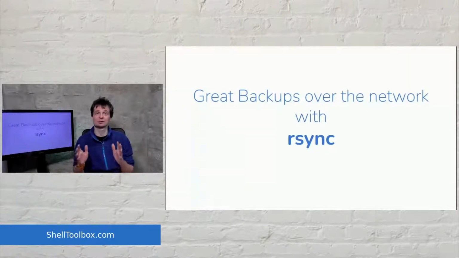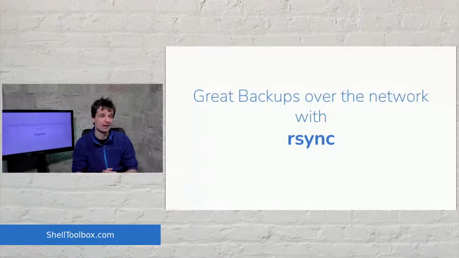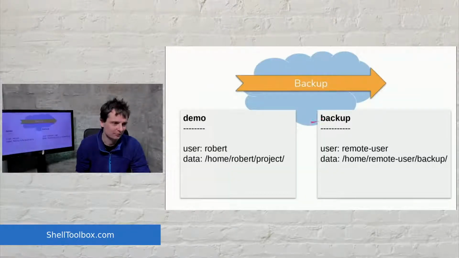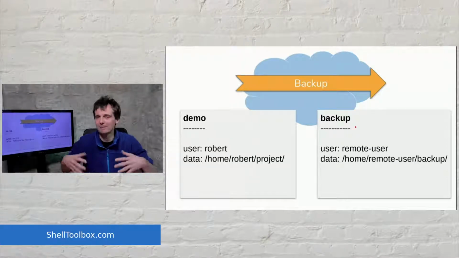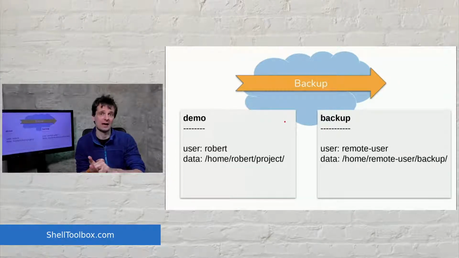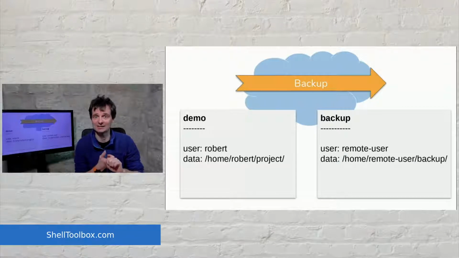Doing great backups over the network with rsync. What I want to do today is show you how to do backups from a local system, the left system here. This is my demo system, and I want to do backups from this demo system over the network to a backup server, a system where I want to store the backup. I want to do this over the internet with the rsync tool, by leveraging an existing way to connect via SSH to the remote system.